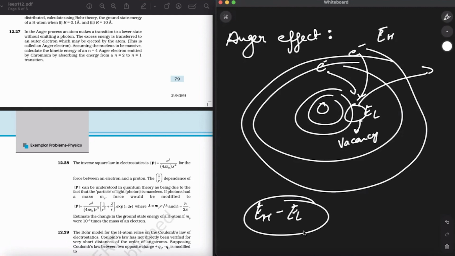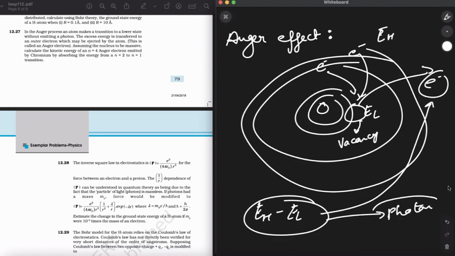In another case, we can talk about when the energy released by a downward transition is given to the outer electron instead of a photon. The electron which has moved out can receive this energy, EH minus EL, or the energy can also go to a photon. Both cases are possible. We have to know this.